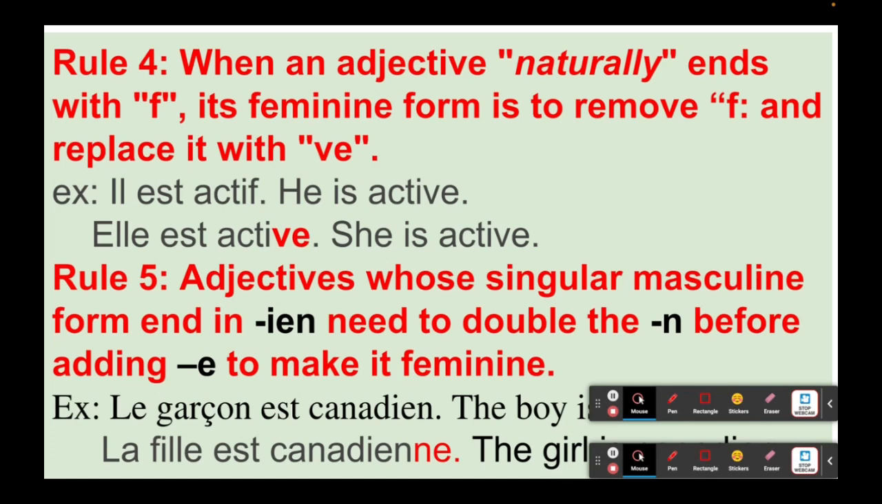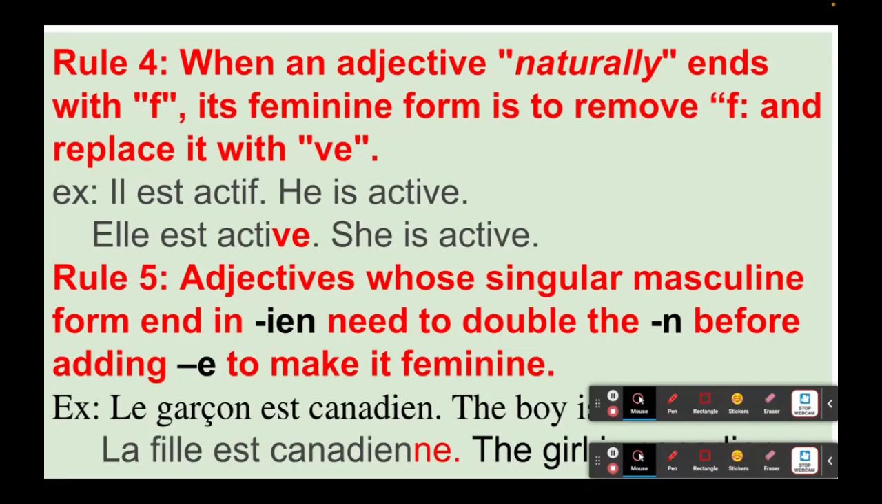So rule number four, in addition to the SE: if the masculine form, or the natural form, of the adjective ends with an F, for the feminine form we're going to remove that F and replace it with a VE. So you're going to see the example. Il est actif, which is he is active. Feminine, elle est active. She is active. Okay, you see, even in speaking, the pronunciation is different. Il est actif, elle est active. So that's rule number four.